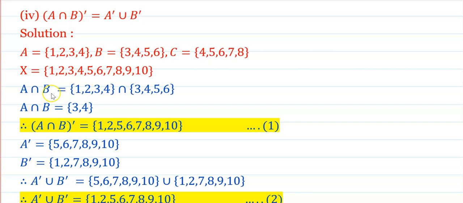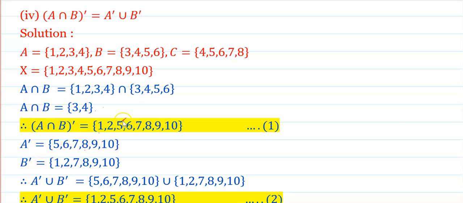A intersection B. Now the common elements, which are 3 and 4. Their complement is everything other than 3 and 4 which is in X. Therefore, 1, 2, 5, 6, 7, 8, 9, 10. Okay. Next, A complement. A complement is everything other than 1, 2, 3, 4 but which is in X. The elements are 5, 6, 7, 8, 9, 10.